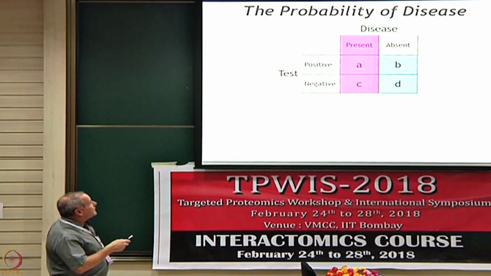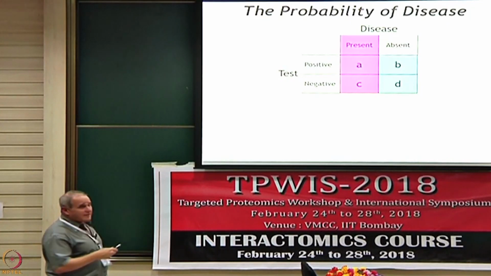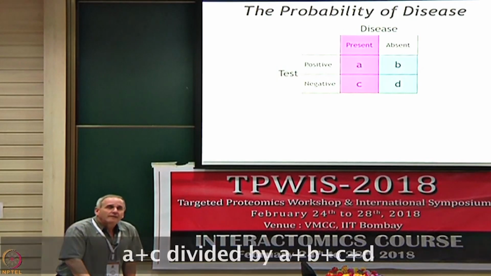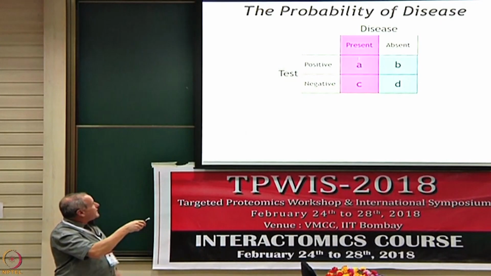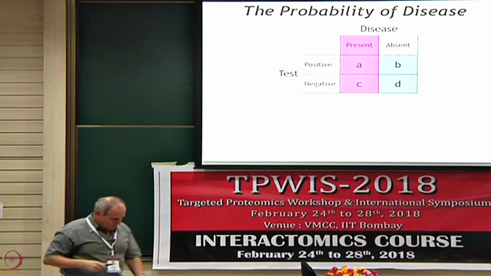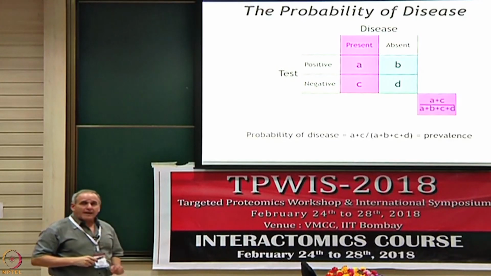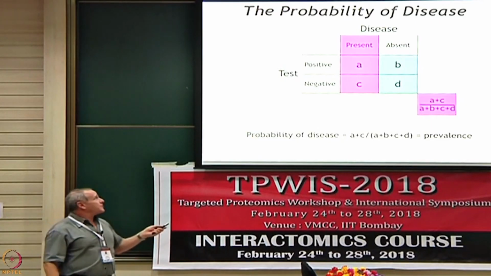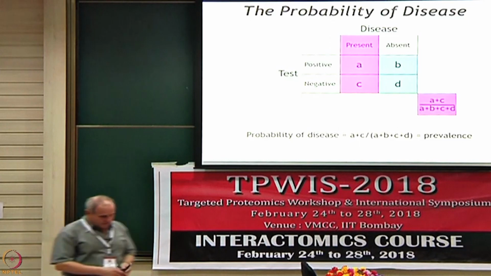Well, you take, right? So this is the disease, and these are the people that have the disease. So what's the probability of disease mathematically here? Right, so A and C divided by everybody, right? So that is the probability of disease. So in your population, this will tell you how often the disease occurs.